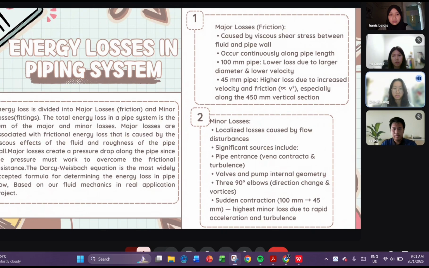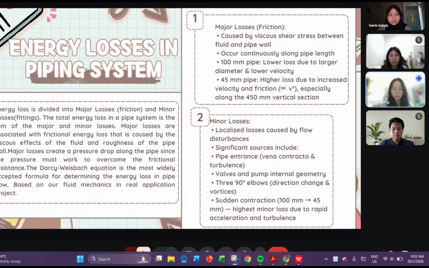First, major losses, friction, caused by viscous shear stress between fluid and pipe wall, occur continuously along pipe length. The 100 mm pipe has lower loss due to larger diameter and lower velocity. The 45 mm pipe has higher loss due to increased velocity and friction, especially along the 450 mm vertical section.